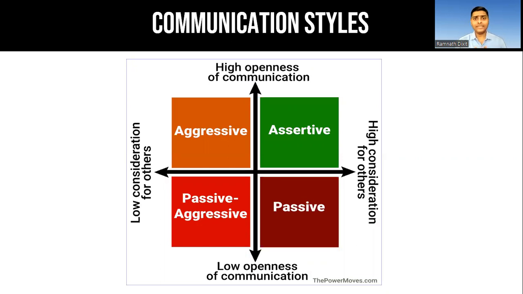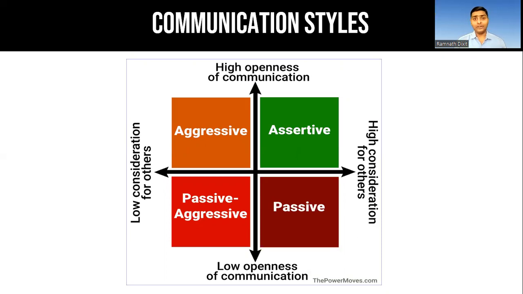In this diagram, you'll see two major components. One is the openness for communication, and the other is consideration for others. Now, what is openness? Openness is how open you are in your communication. Are you willing to express? Are you willing to share openly, without fear, confidently? So openness could be high, openness could be low. That's openness to communication.